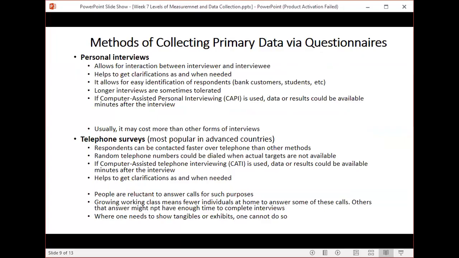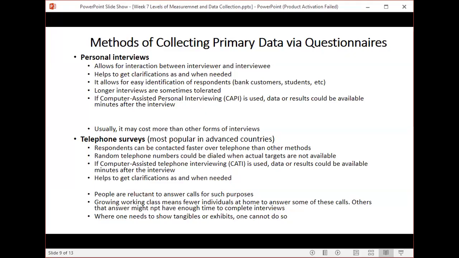Now, personal interviews are the ones where the researcher, or whoever the researcher has sent, goes to sit with the person you're supposed to ask the questions, get information, and come back home. So these are personal, right? You are there face to face with the person. So it allows for interaction between the interviewer and the interviewee. So I come to you, I sit with you, I talk to you, and I gather my data on my instrument. Okay.